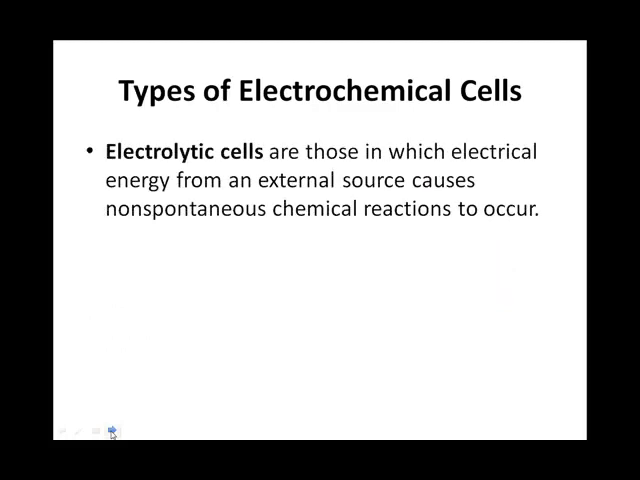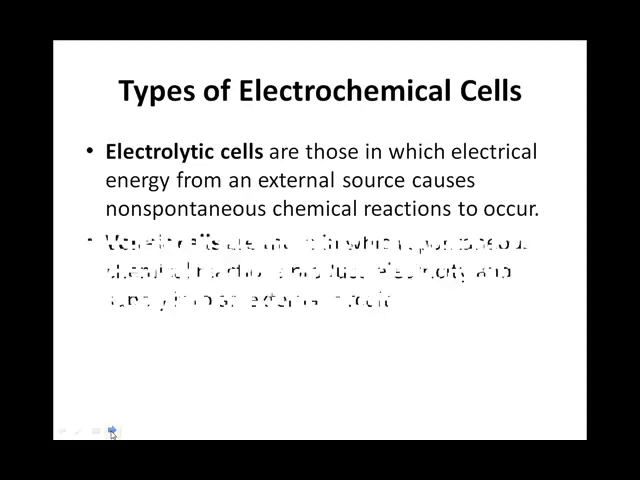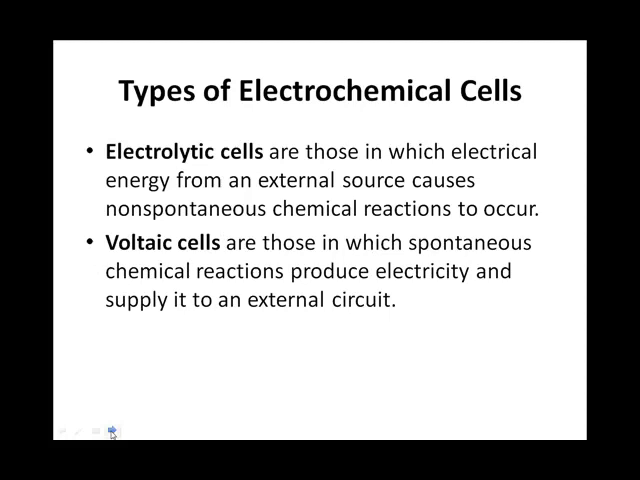There are two types of electrochemical cells. One is called an electrolytic cell, in which electrical energy from an external source causes non-spontaneous chemical reactions to occur, and the other is voltaic cells, in which spontaneous chemical reactions occur to produce electricity and supply it to an external circuit.